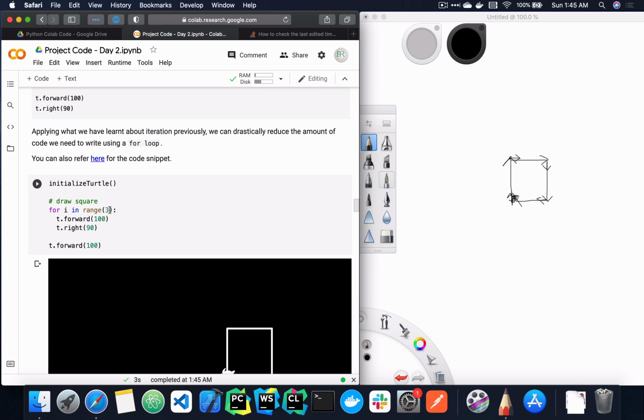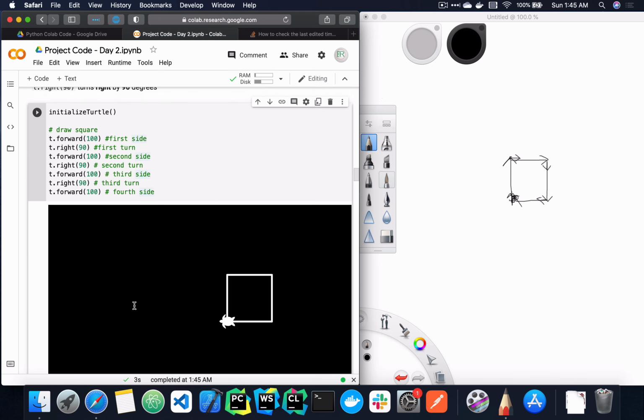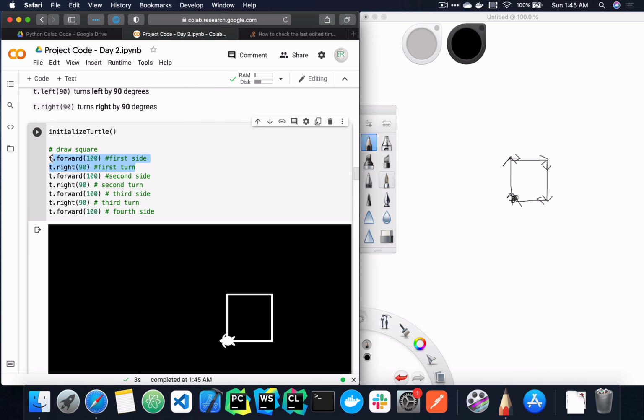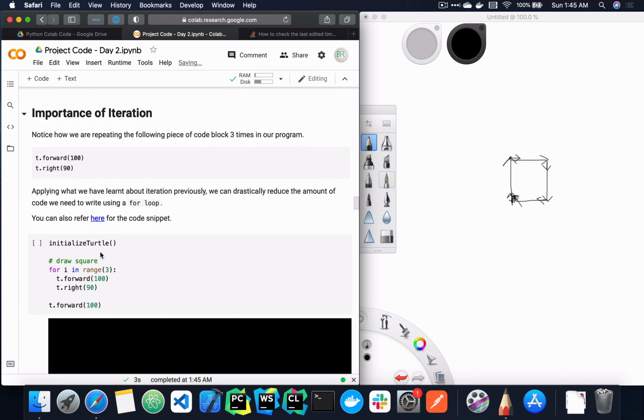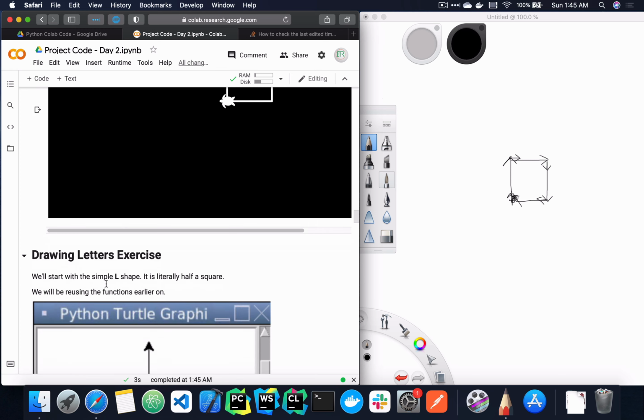This part here is essentially where you can use iteration to reduce the amount of code you need to write. This is because these two lines are repeated 3 times. Hence, we can use a for loop to reduce the amount of code that we need to write. This allows us to illustrate the importance of iteration.